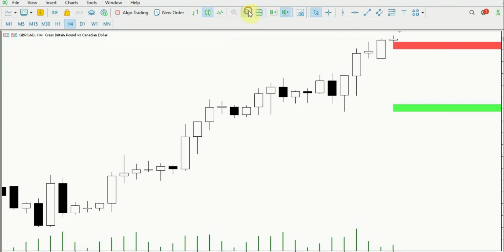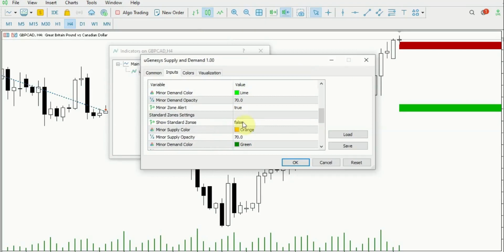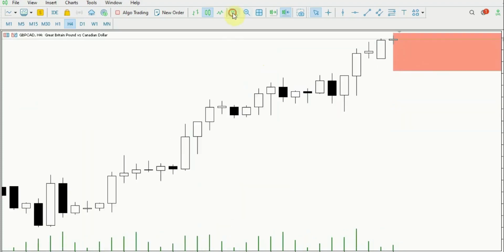So now let me show you the major zone. For this one, we'll set the show minor zone to false. The show standard zone, we'll keep that at false. And we'll change the show major zone to true and hit OK. And so there we can see our major zone here.